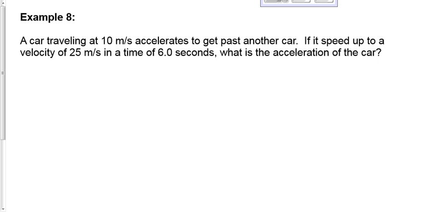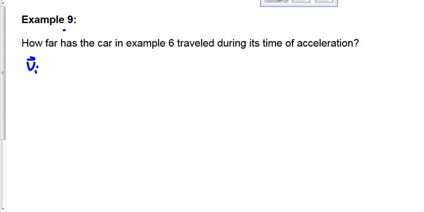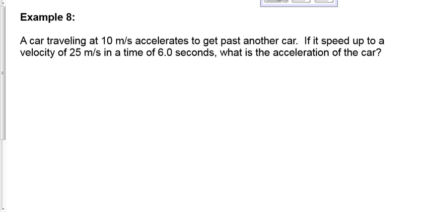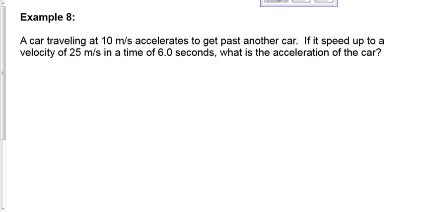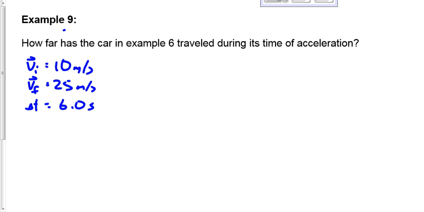What do we have here? We had VI was 10 meters per second. What else do we have? Speeds up to 25. We're going to say VF was 25 meters per second. And my time interval was 6 seconds, I think it was. Yep. We solved for the acceleration of the car in number 8, right? What was it? 2.5? Let's write that down as another given. Why not? Why can't we use that, right?